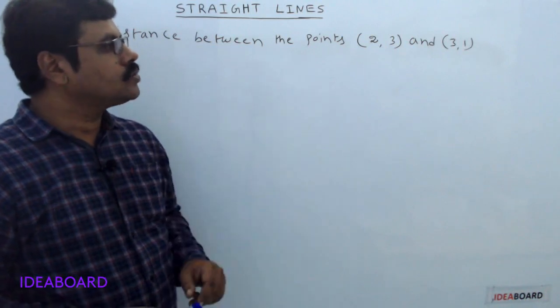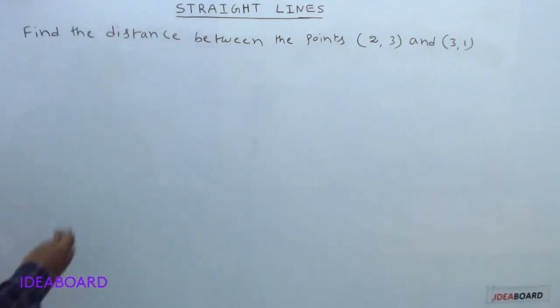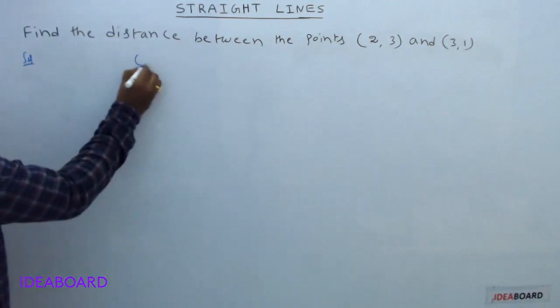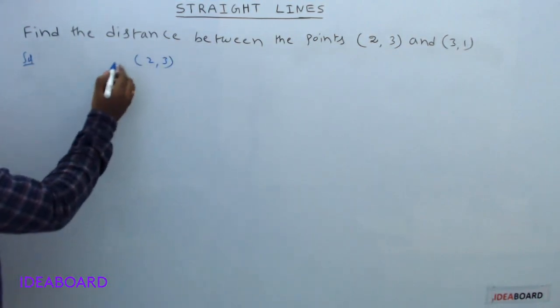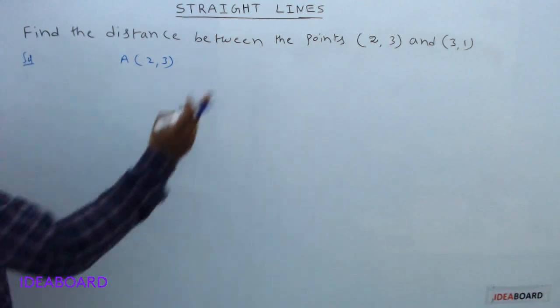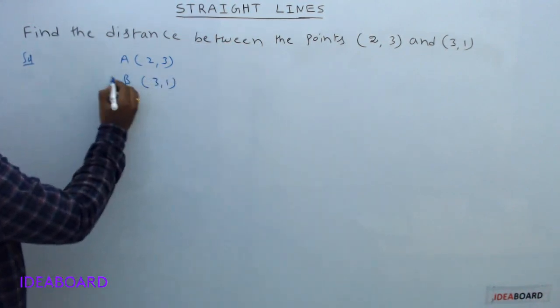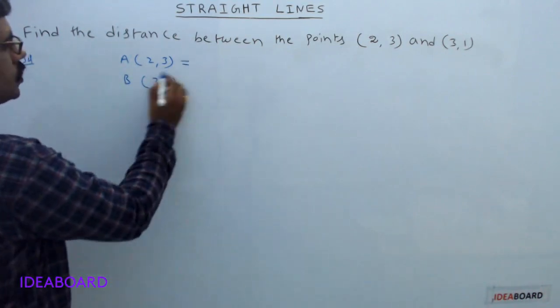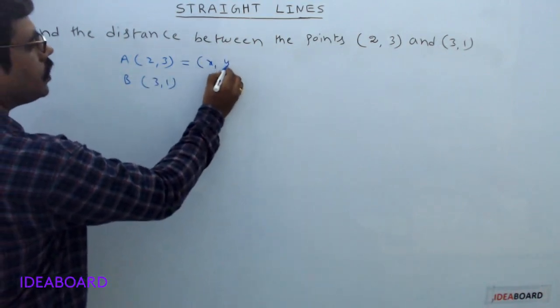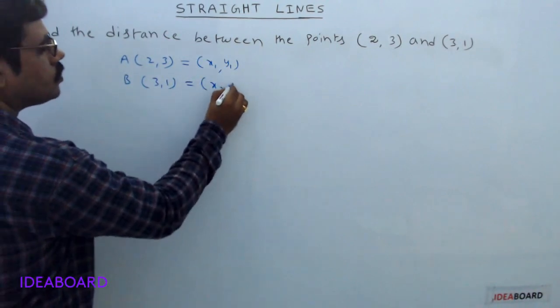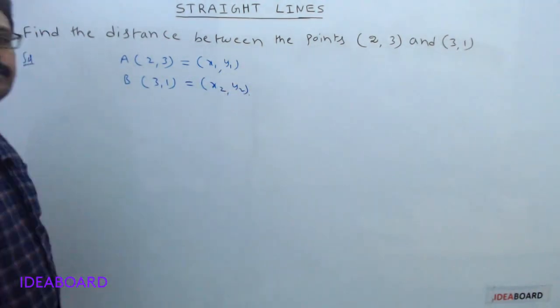Now come to the solution of this problem. What is the first point? (2, 3). Take this point as A. The second point is (3, 1). Take this point as B. Suppose this is (x1, y1), and B (3, 1) is (x2, y2).